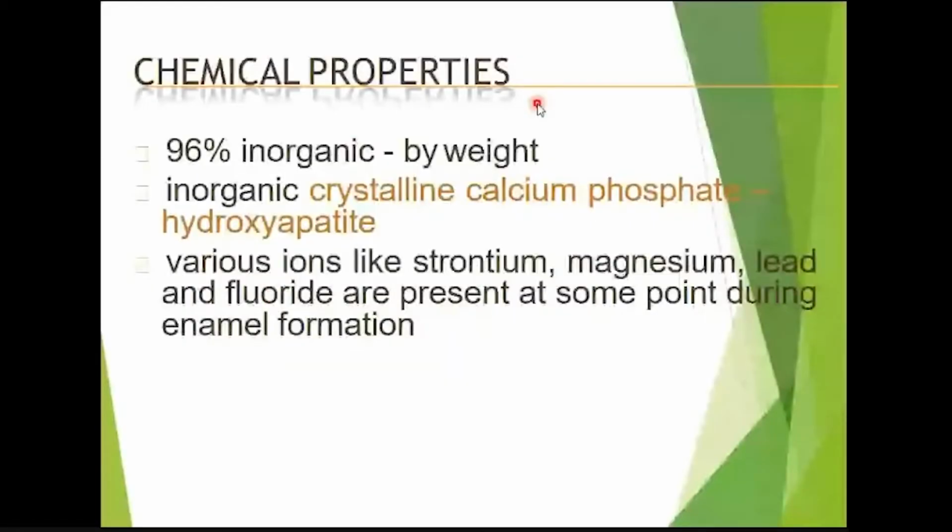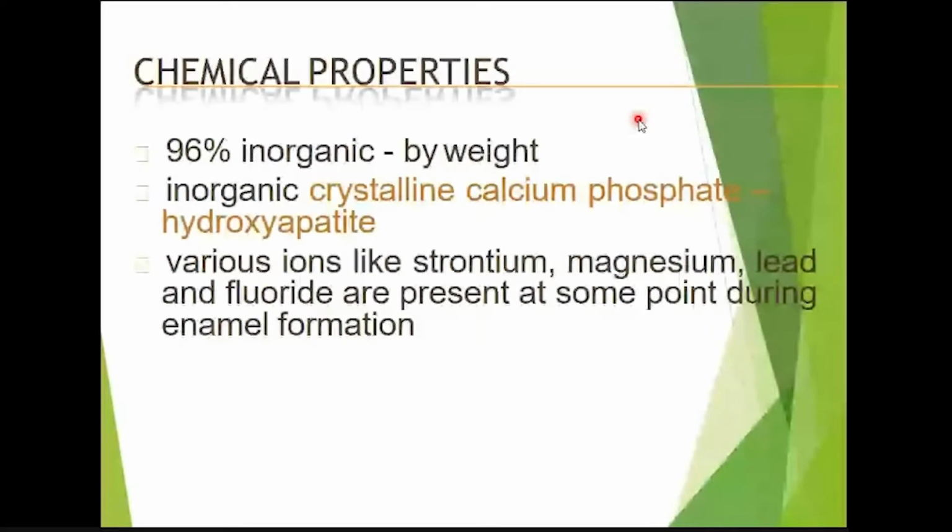We finish the physical properties of enamel. Now the chemical properties. 96% of enamel is inorganic, and 4% is protein and water. Inorganic from what material? Crystalline calcium, phosphate, and hydroxyapatite. Various ions like strontium and magnesium, lead, and fluoride are present at some point during enamel formation. They are all present, so do not forget: 96% inorganic, 4% organic content.